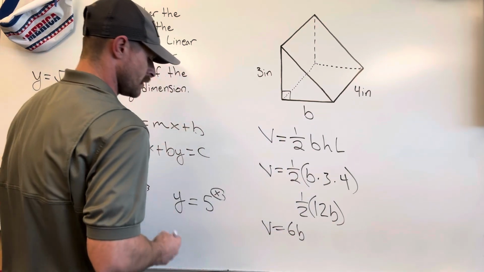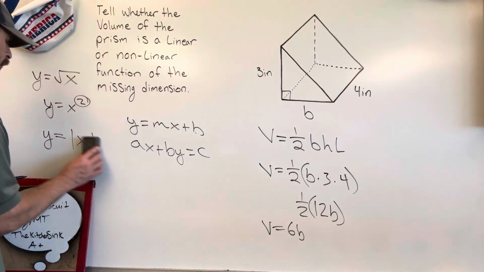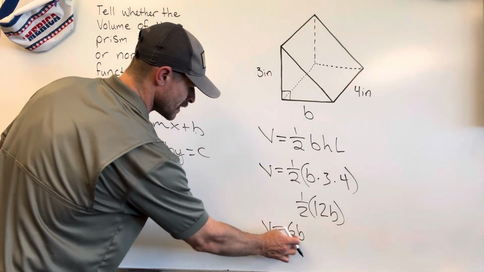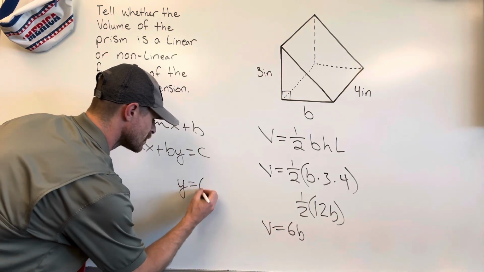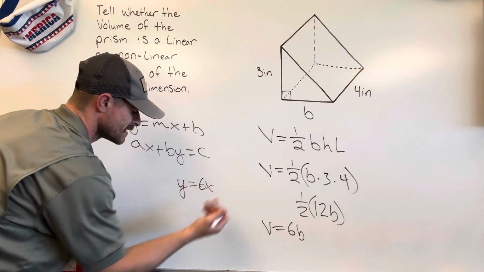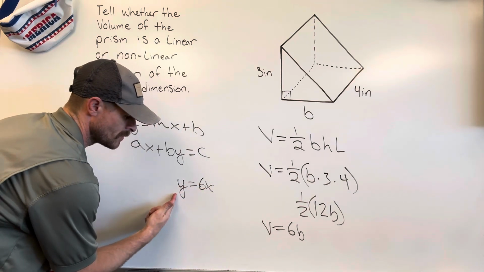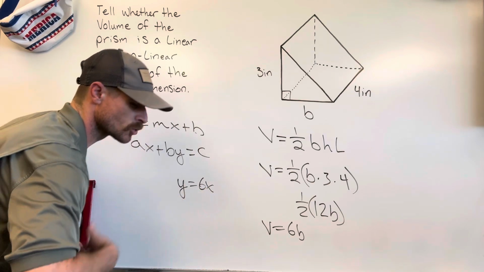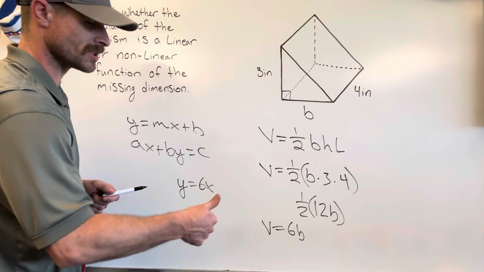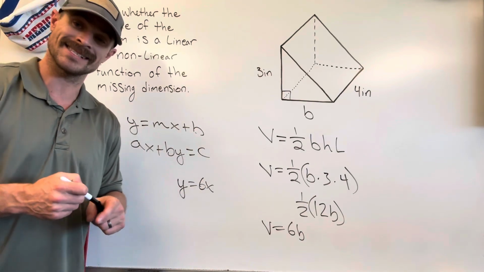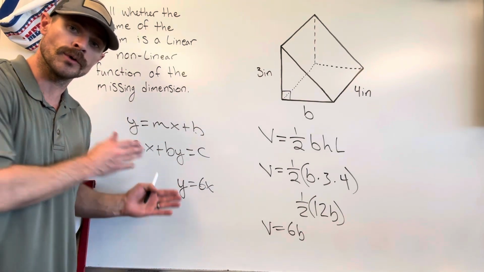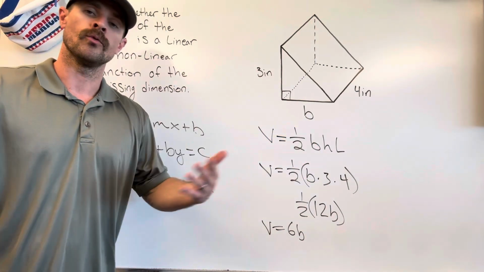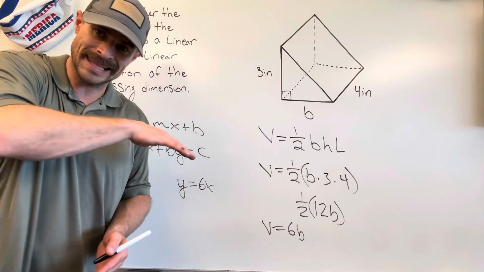This is no different than writing out the equation of y equals 6x, with a starting point of 0. Output of y, input of x. No matter what we plug in, we're always going to be increasing by 6 every time x increases by 1. Because of that, this has a constant rate of change, meaning if we were to graph it based off of volume and the missing value here, we would deal with a linear function, a line.